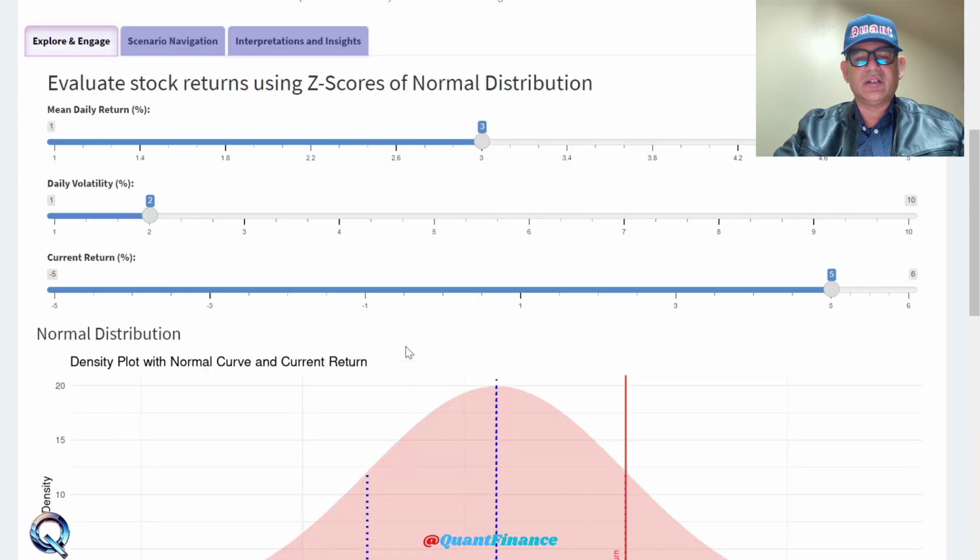So this is that interesting app, right, which helps us understand the relationship of these three things: mean daily return, daily volatility, and current return with the Z score.